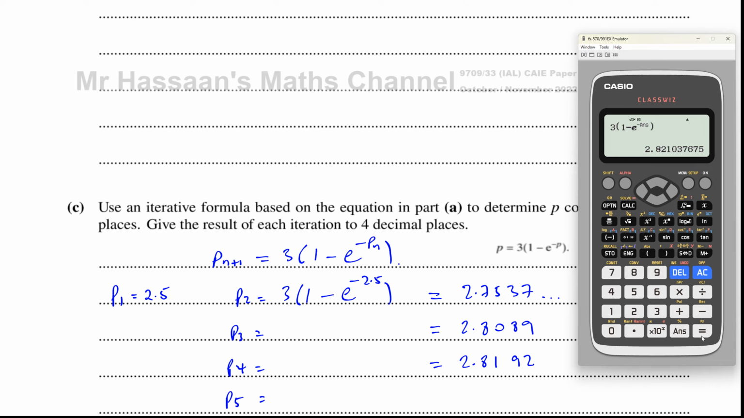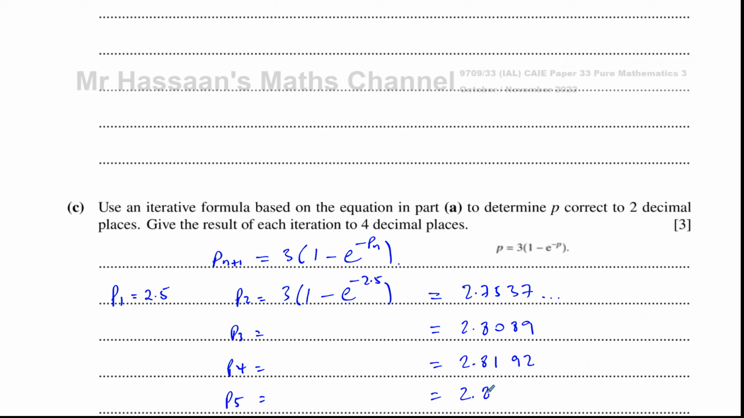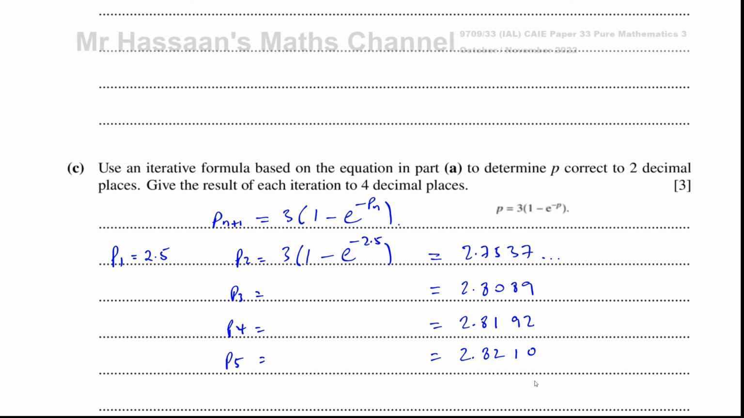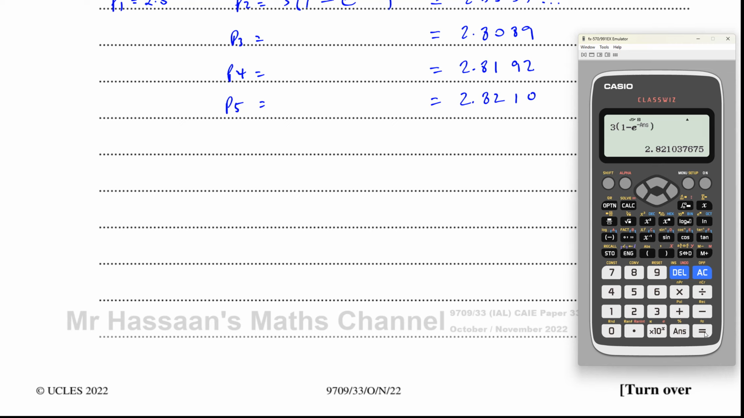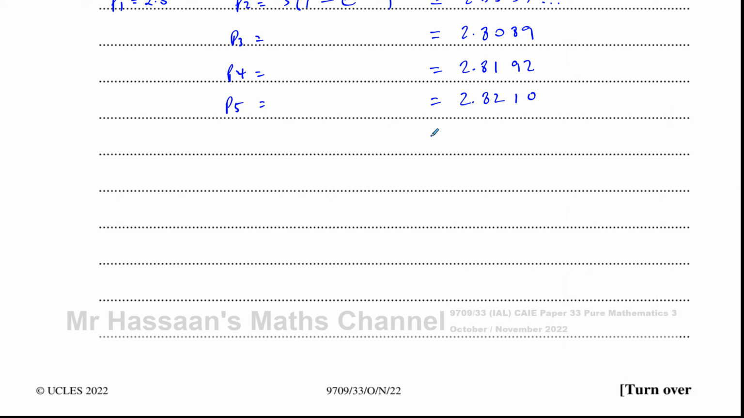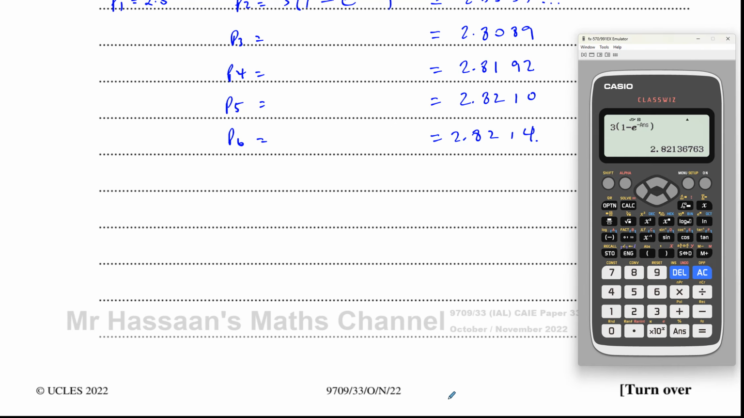Press equals again, it's 2.8210. I keep going. I take my calculator and press equals again, 2.8214. Now we can see quite clearly that, up to the second decimal place, that's going to be 2.82. If we carry on, just do another one to make sure. You press equals again, 2.8214. So it's settled down again, right?